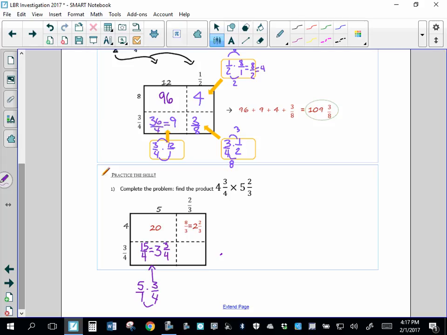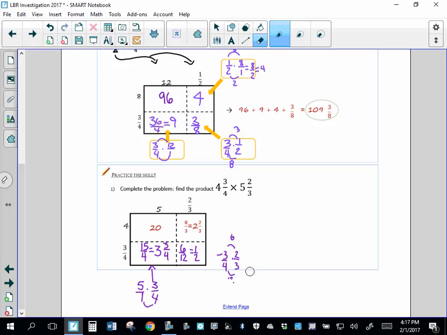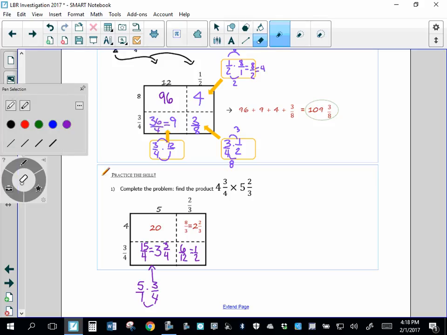And then for this box here, we have 3/4 times 2/3. So this is 6, and that's 12. So this is 6/12, which is also equal to 1/2. So you've done all the hard work there. The next step is to add them all together.